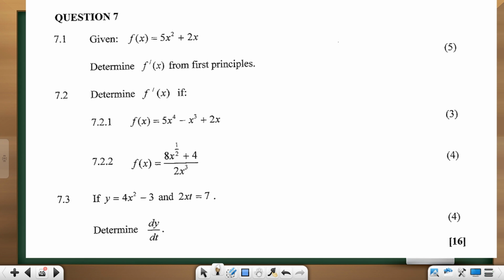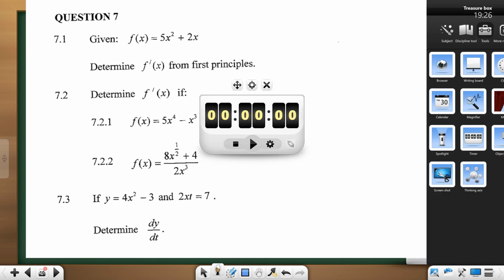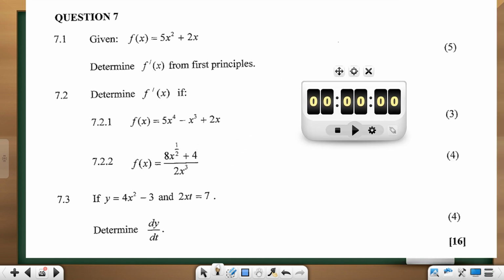Let's get 16 marks. I want you to get this whole 16 marks. I'll give you 15 minutes, then we mark the remaining 15 minutes. It's about revision, guys. It's about you working. Let's make it 15. Please get me the whole 16 marks.